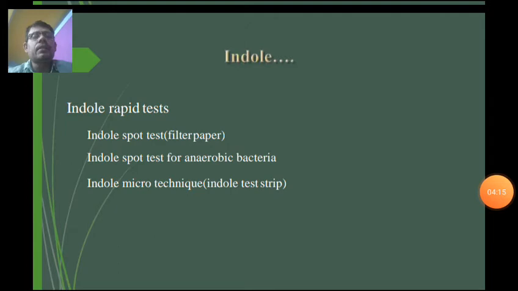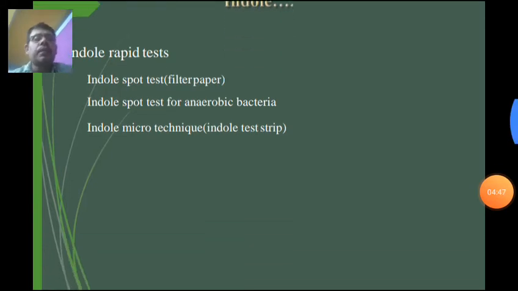Indole rapid test. Apart from these two tests, the indole rapid test can be done by the indole spot test on filter paper. The microorganism is placed on the filter paper, you add the Kovacs reagent, and ultimately the color changes. The indole spot test is used for anaerobic bacteria. The indole micro technique is a very sophisticated technique by which you can identify the microorganism. A single separated colony is placed here, indole strips containing the reagents are used, and ultimately color will be produced.